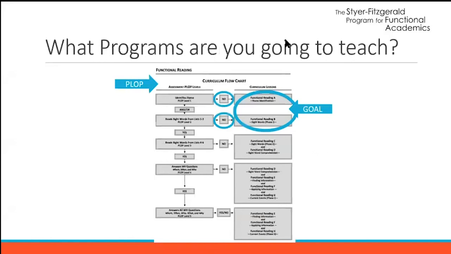Okay. So what programs are you going to teach? Identifies name and/or reads sight words from lists 1 through 3. That's really small, I can't hardly read that. But anyway, it tells you what sight word list you're going to work on. Remember, there was an and/or here, and that means you're going to teach these two together at the same time. So you go across and it tells you what lesson plans you're going to pull for identifying name, and what sight word list you're going to pull. And those are what's going to go in the program data books.